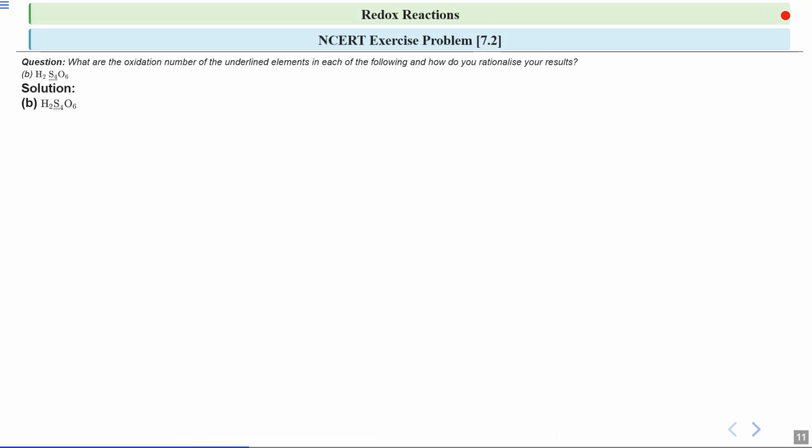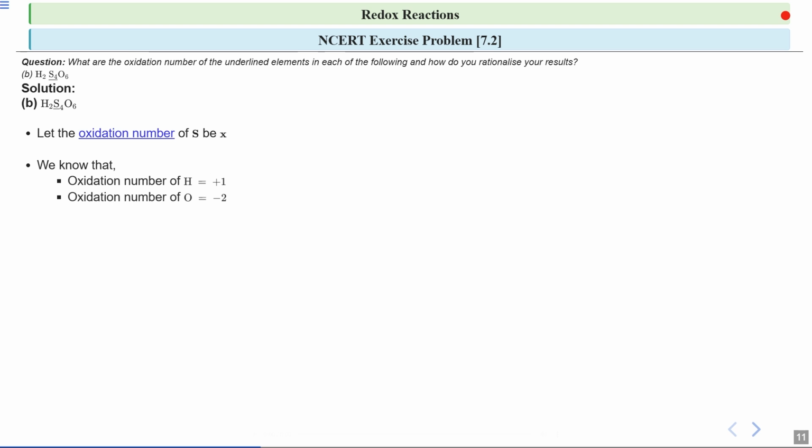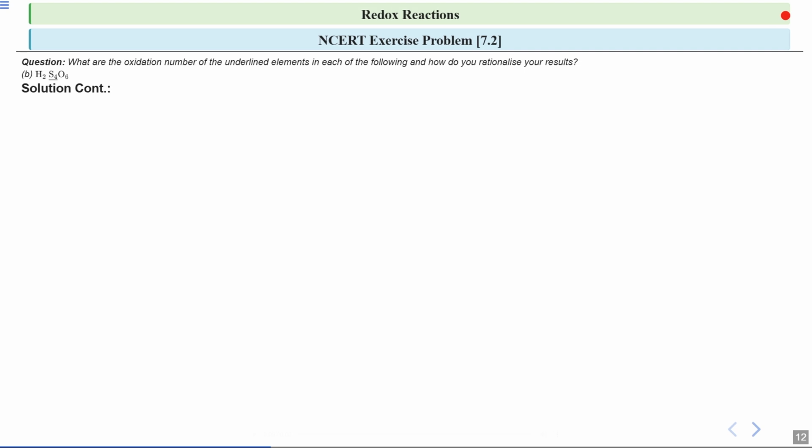So here we have sulfur underlined. We will assume that the oxidation number of sulfur is X. Now, what will be the oxidation number of hydrogen? It will be plus 1. And for oxygen, it will be minus 2. Further, if we write the oxidation number on top of each element, H is plus 1, S is X, and O is minus 2.